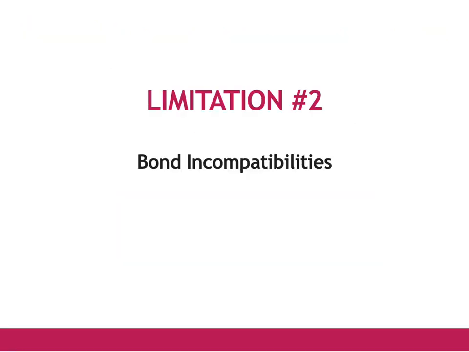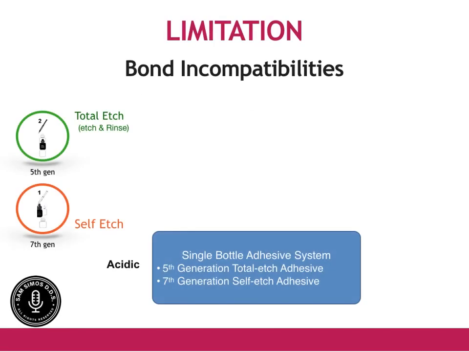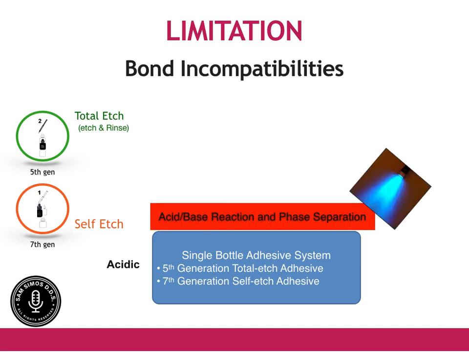Here's another limitation: bond incompatibilities. This is a very misunderstood limitation of adhesives. And what this is happening in is our one bottle adhesives, whether it's total etch or self-etch. And in these one bottle systems, what happens is you can have bond incompatibilities. Think of the blue box you see on the bottom of your screen as the tooth. And what happens is that we paint the adhesive onto the tooth and we light cure. And what happens is we get this uncured acidic monomer that is on the top of our adhesive.